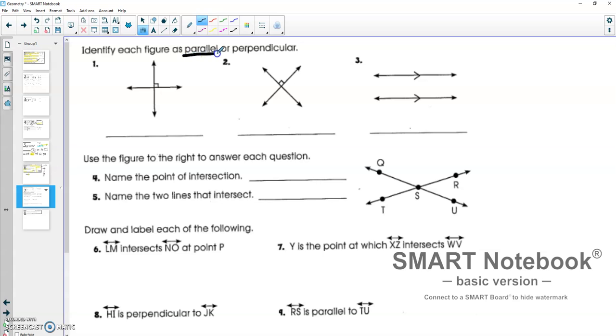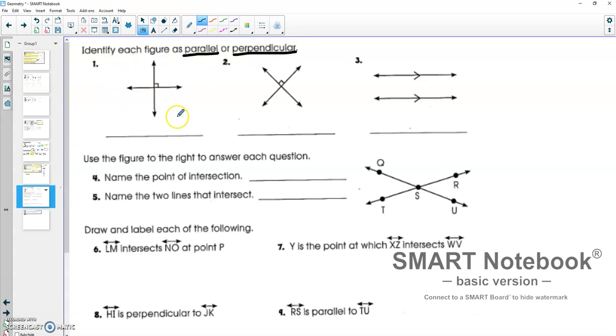Before I even go into it, remember, parallel means it's two lines that will never touch. Look at the little L's here. They go on forever, they will never touch. Perpendicular are two lines that cross, make an X. And the X that it makes, the intersection, is a right angle.